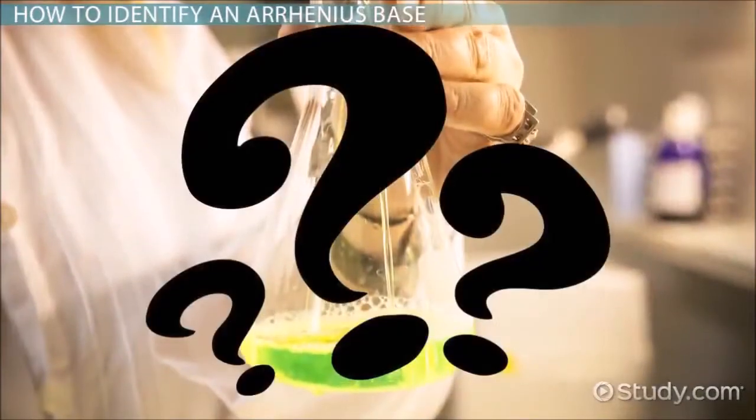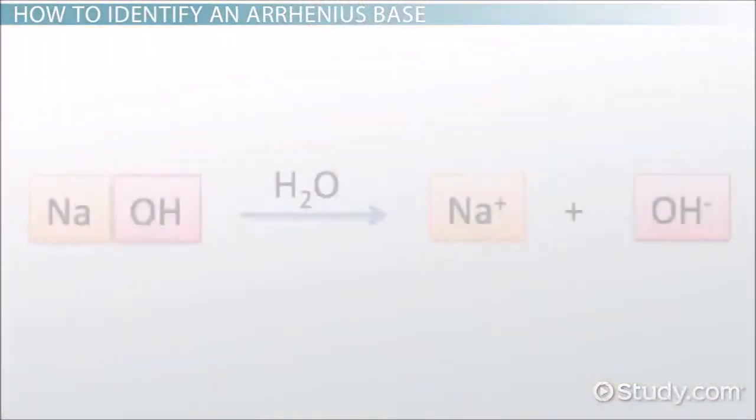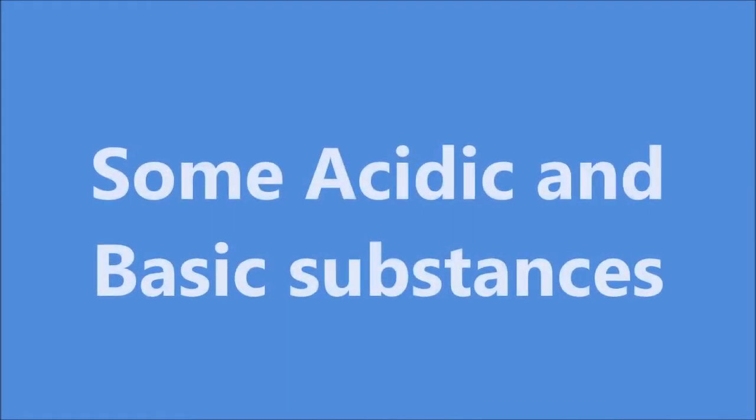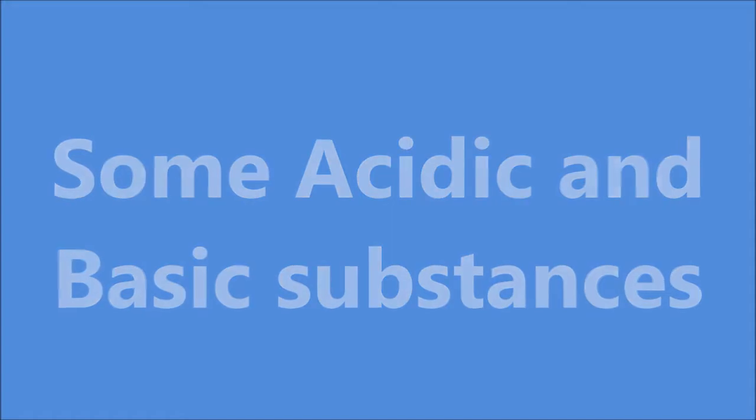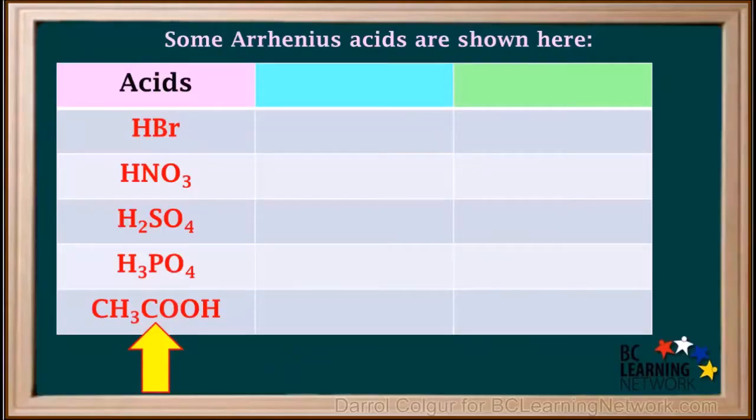How do we know if something is an Arrhenius base? We can tell based on their chemical formula. A few Arrhenius acids are shown here. Notice their formulas start with H. This is the hydrogen atom they lose as H+ when they dissociate in water.